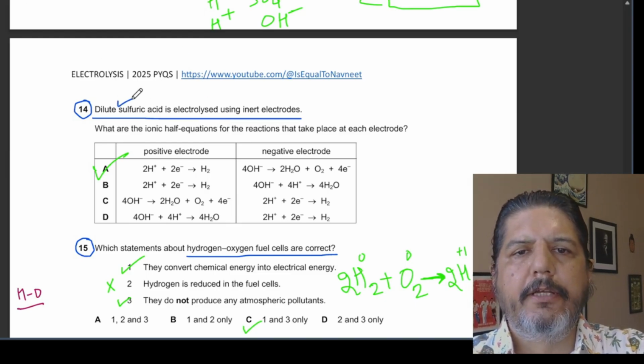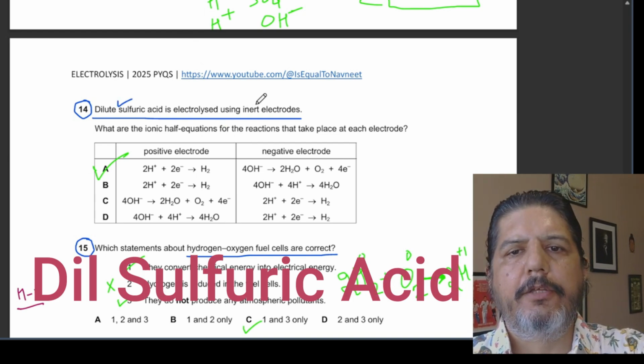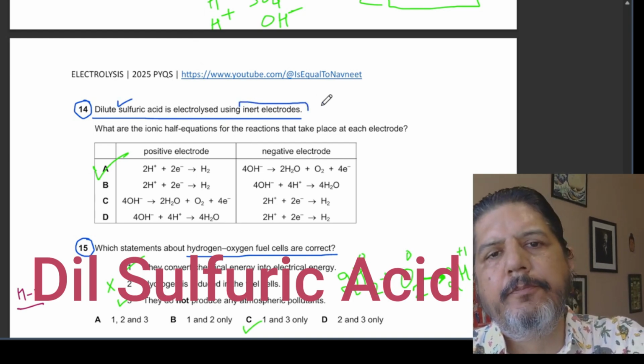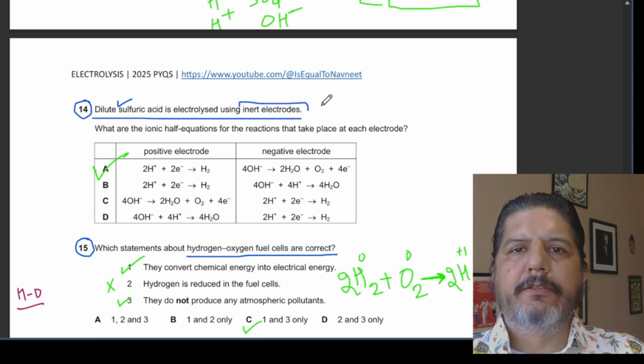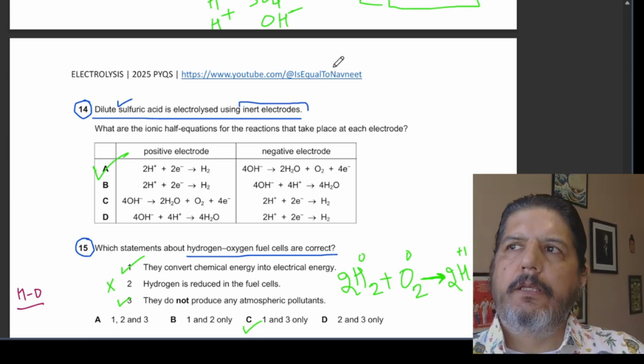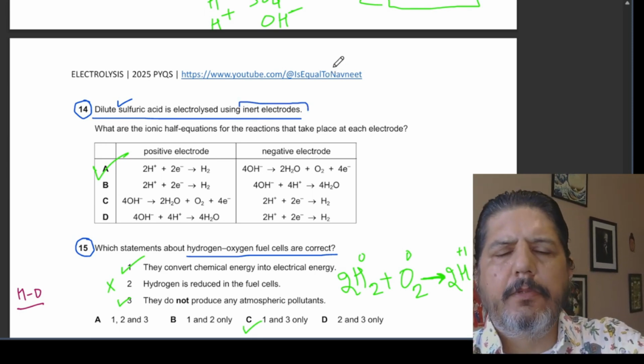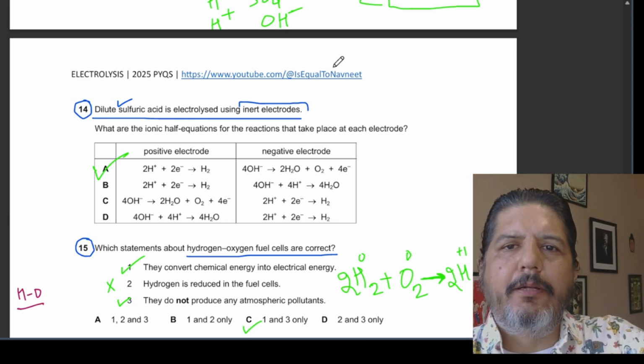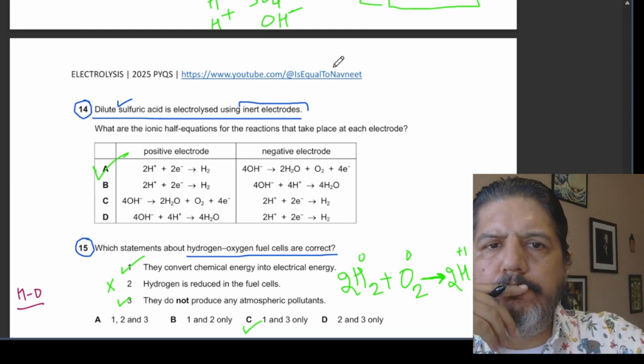Dilute sulfuric acid is electrolyzed using inert electrodes. We are using inert electrodes. It's dilute sulfuric acid. Remember, before we start analyzing, I'm taking a longer route. I'm not considering this to be an MCQ. I'm also discussing the theory behind it.